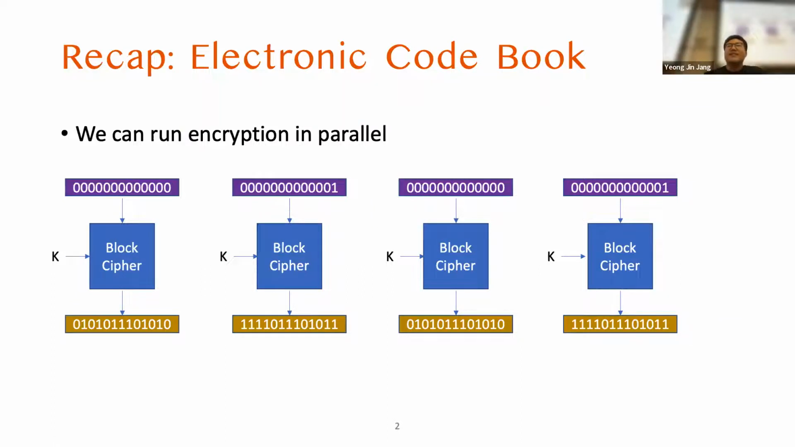For ECB, this is the simplest mode ever. What it does is treat the plain text as plain text and just run the block cipher on it. Then we get the result as ciphertext. We can chain these block ciphers as long as the message goes on. For example, if it is 32 bytes, we can run the block cipher twice if the block size is 16 bytes.